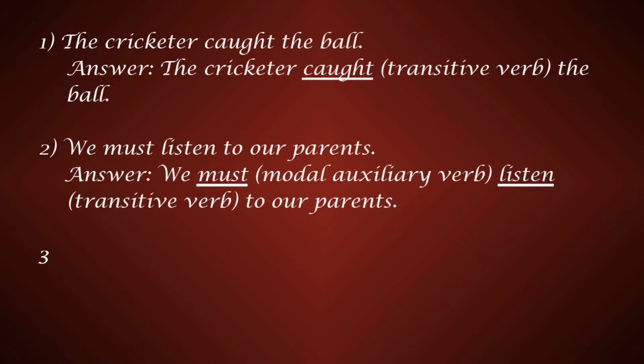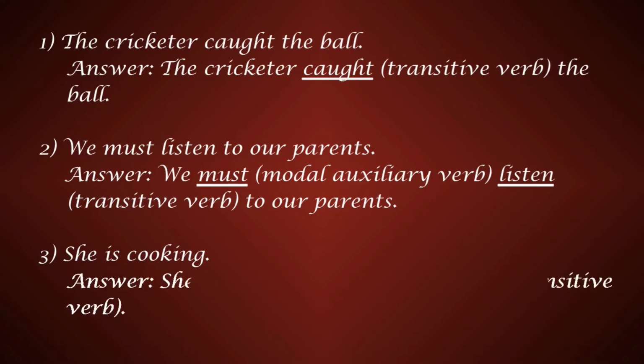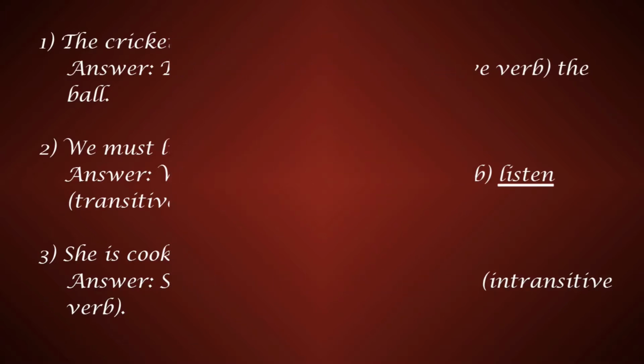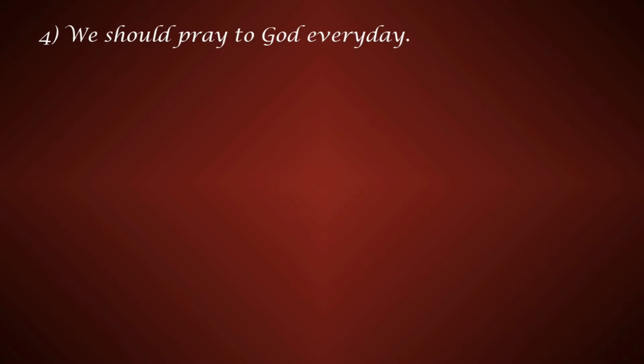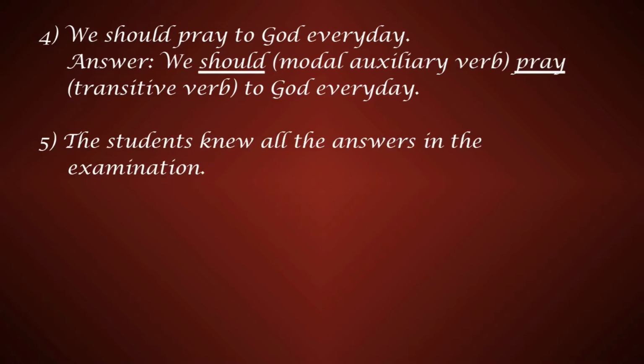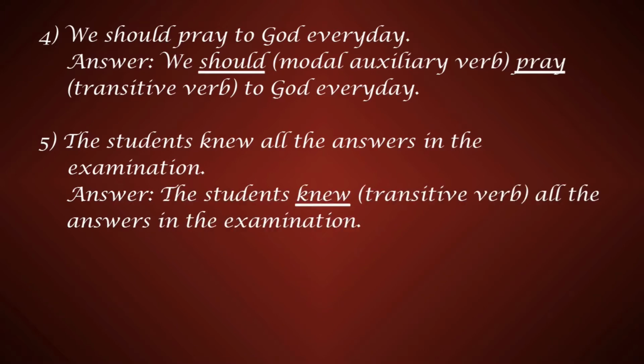Number 3. She is cooking. Here is auxiliary verb, cooking is intransitive verb, here the action cook is not received by any object. Number 4. We should pray to God every day. Here should is modal auxiliary verb, pray is transitive verb. Number 5. The students knew all the answers in the examination. Here, knew is transitive verb. Here, the action knew is received by the object, all the answers.